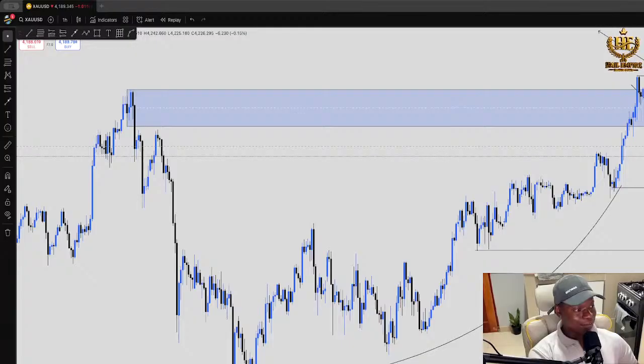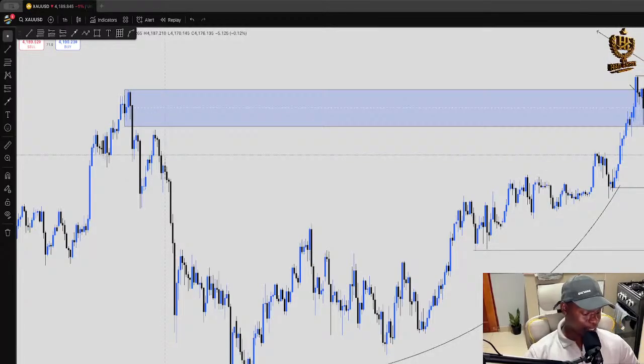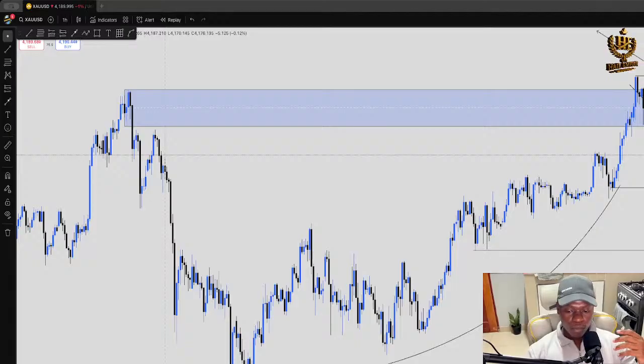It's nothing but pure skill, understanding what price is forming, understanding what price is saying. Nothing much, nothing less. You just need to understand what price is printing.